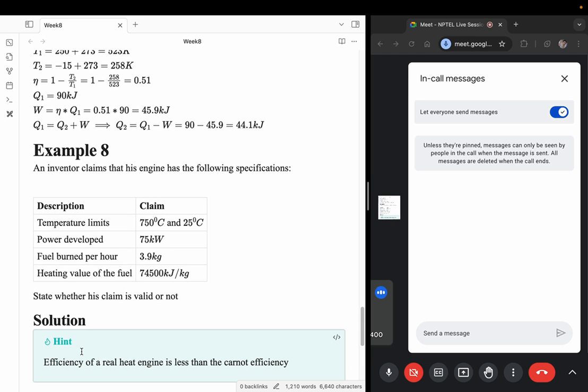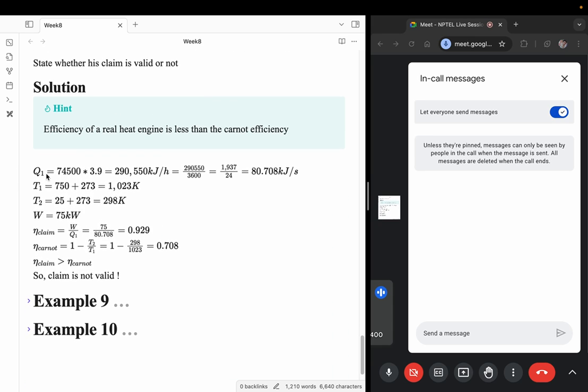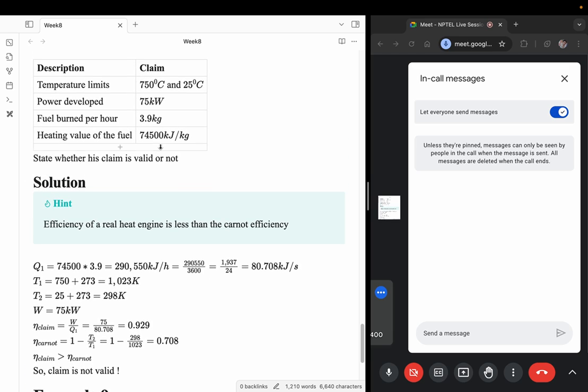The idea here is that the efficiency of any real heat engine is less than the Carnot efficiency. So with these values, you calculate the Carnot efficiency and the efficiency of his heat engine, and if his heat engine efficiency is higher than the Carnot, then it is not valid. So how do you do that? I know Q1. Q1 is the heat being supplied from the source, that is 3.9 kilogram per hour of fuel times the heating value. If you multiply the heating value times the mass of the fuel, that gives you the total heat supplied from the source per hour. If you divide by 3600, you get the value in kilojoule per second.